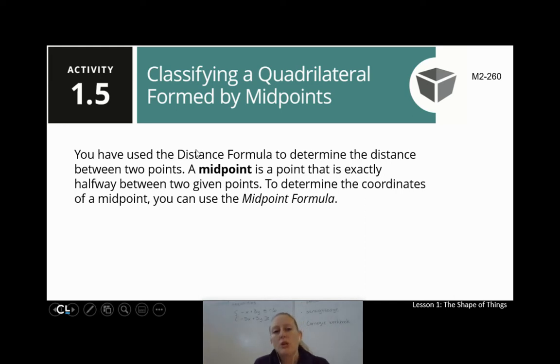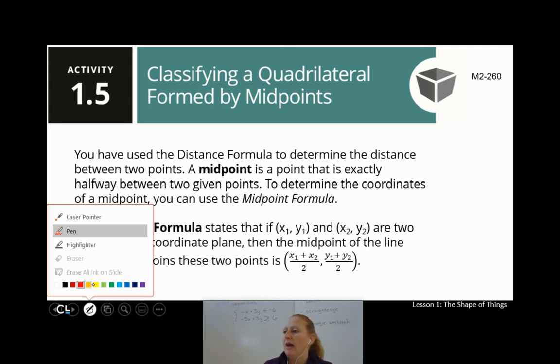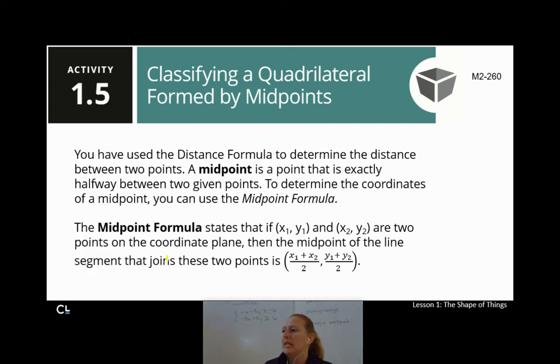So to determine the coordinates of a midpoint, we use the midpoint formula. And the midpoint formula states that if x1, y1 and x2, y2 are 2 points on the coordinate plane, we're back to that again, then the midpoint of the line segment that joins these points is this right here. Now, please notice the midpoint formula is a little different because we're not trying to find a length anymore. Now we're trying to find the coordinates of the point in the middle. So for that, we're going to use this formula. And again, if you have your highlighter, this is on page 260. I might highlight midpoint formula, and I might be all like, it's this dude here.